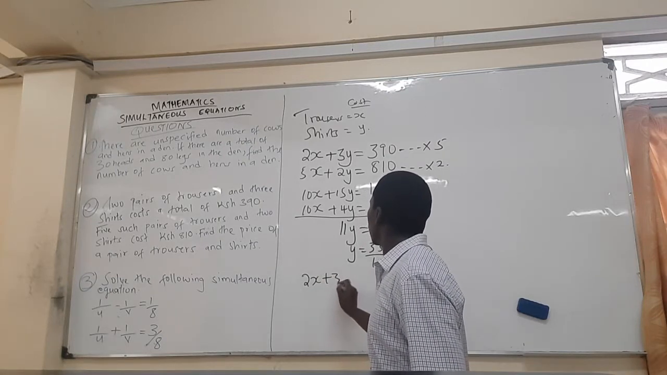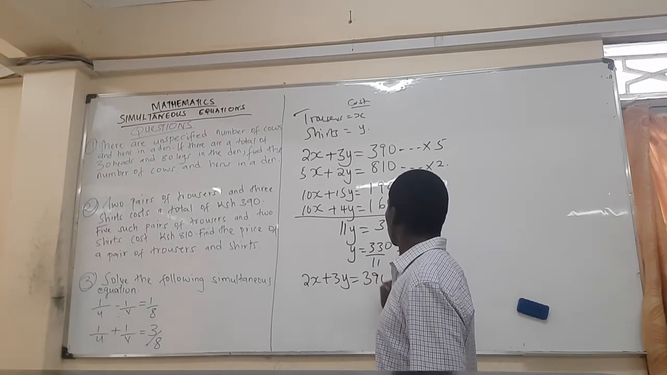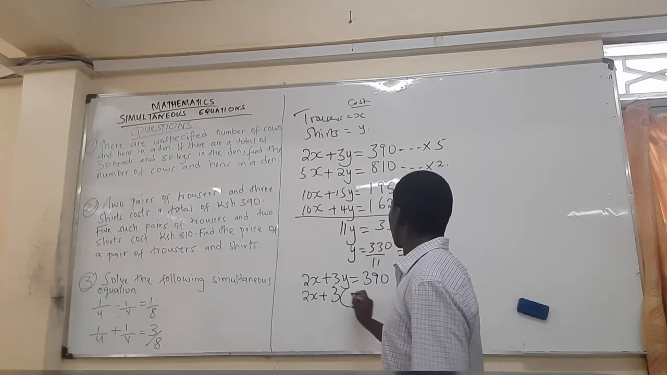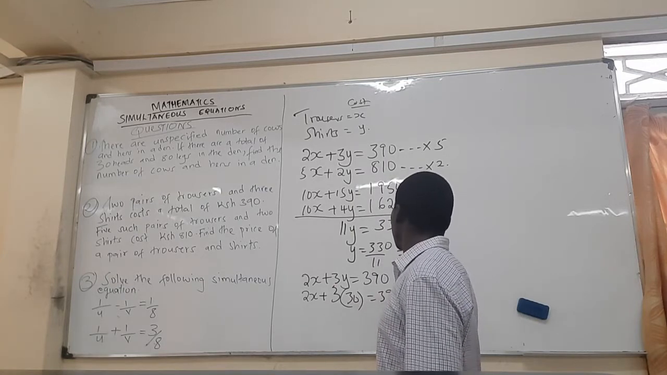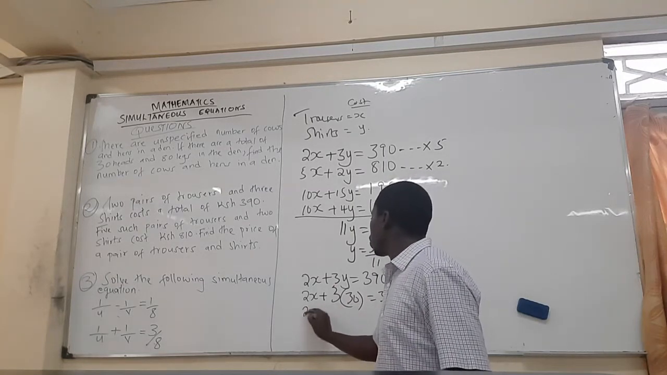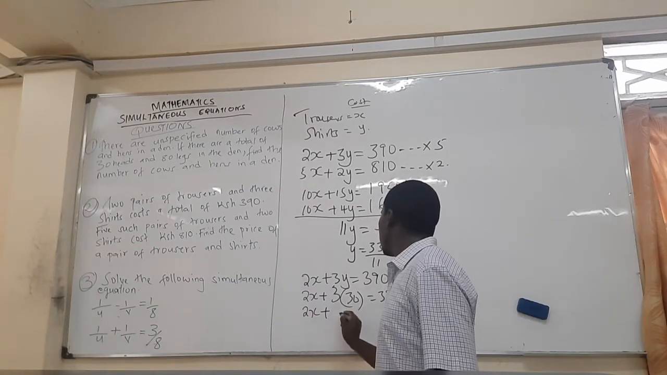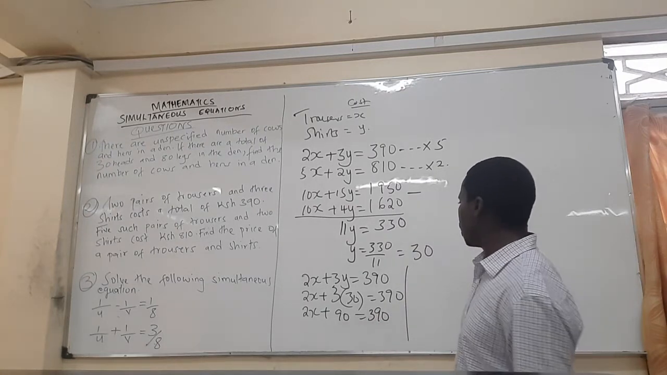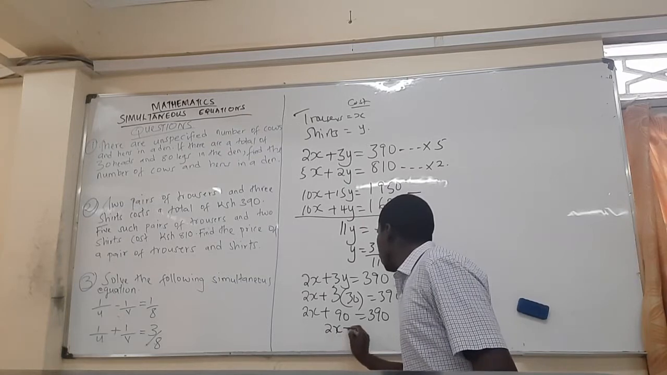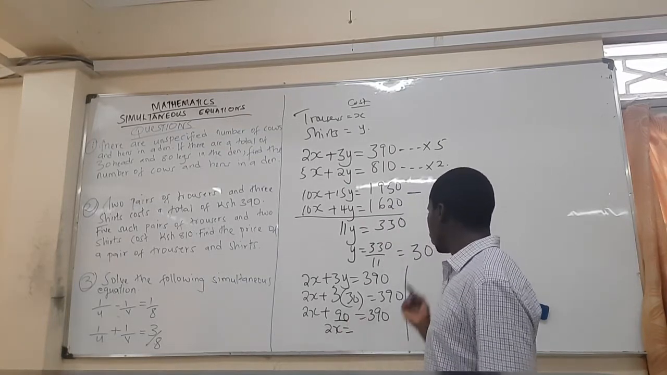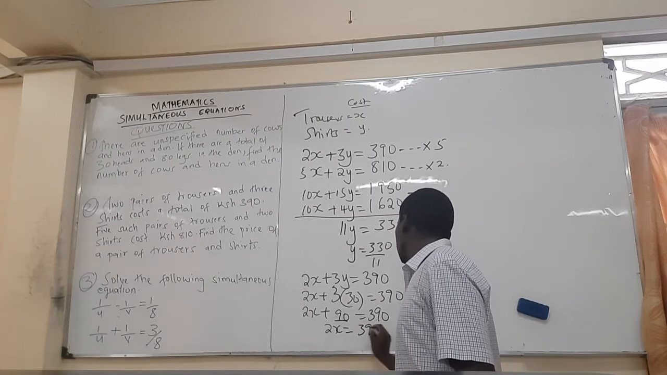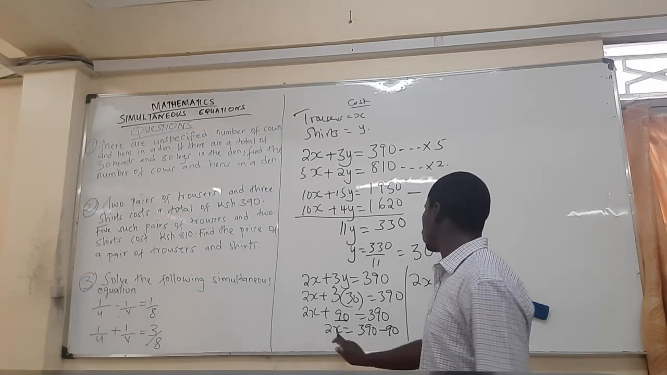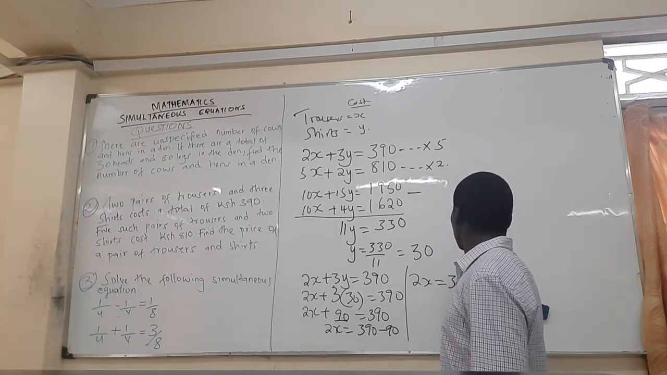2x plus 3y is equal to 390. So 2x plus 3, what is our y? 30, is equal to 390. We open the bracket: 2x plus 3 times 30, that is 90, is equal to 390. Then we have 2x, you take the 90 to the other side and put the like terms together, it will be 390 minus 90. Of course, we now have 2x is equal to 390 minus 90, that one is 300.